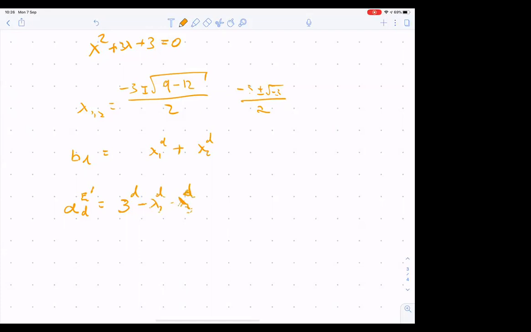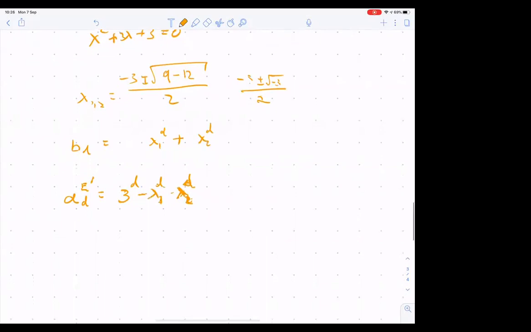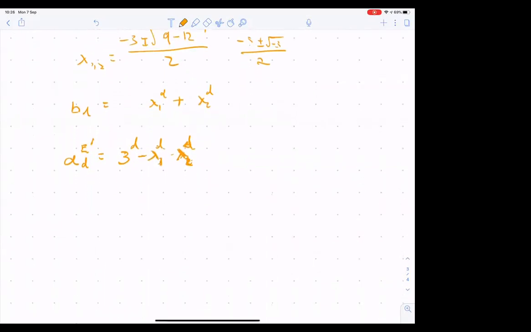Okay, that's a very interesting observation. So what we get is that there's a sum and difference of geometric sequences, and the Weil conjectures, the first statement of the Weil conjectures, is that this is always true.